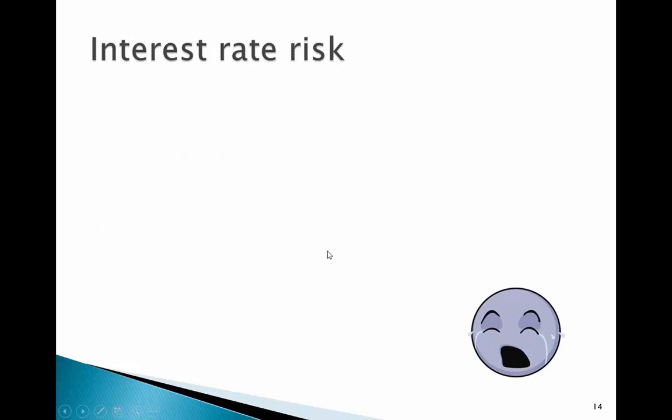Okay, so let's talk about interest rate risk. I should have put an animation on this. Obviously, we're taking on some risk here and it doesn't turn out very well.